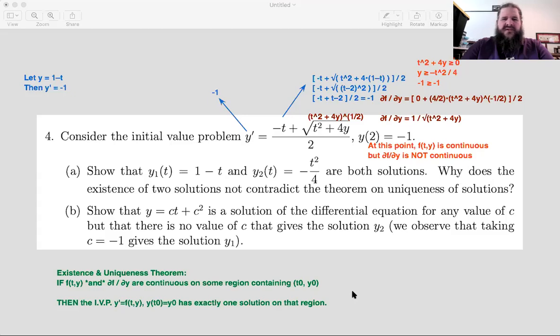So I would say that this doesn't contradict the theorem because the theorem doesn't apply to cases like this anyway. The theorem is only talking about situations where f and df/dy are continuous at the initial value. Since this initial value problem is not one of those situations, that means the existence and uniqueness theorem doesn't make any claims about it at all. Okay, yeah, that makes a lot more sense.